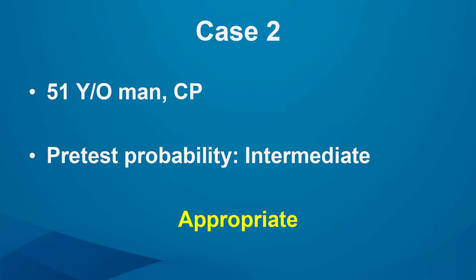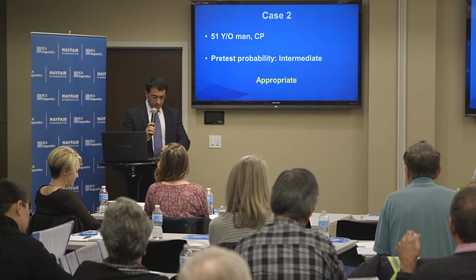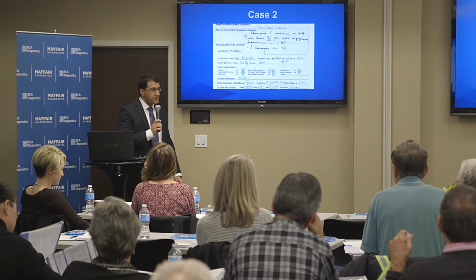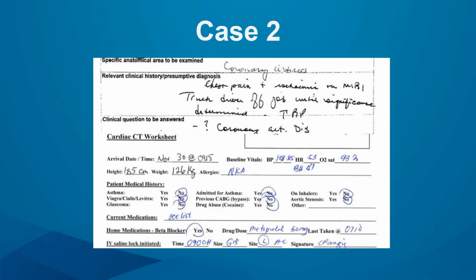The second case is a 50-year-old man who does have chest pain, and his pretest probability is intermediate, so obviously coronary CT is appropriate. This patient has chest pain, and he had some kind of ischemia on MIBI. He is a truck driver, and he's off his job while significance is determined. I put the sheet below just so you have an idea how it's done. So patients come in for coronary CT, they are usually given a dose of beta blockers.